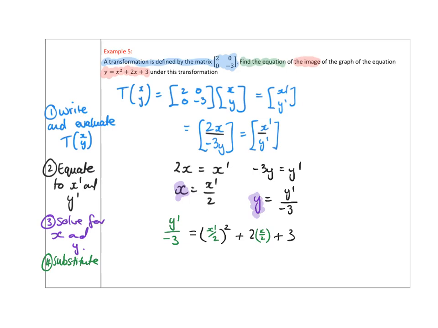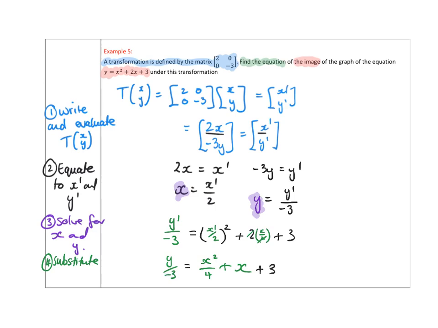So we can evaluate this and say that y dash on negative 3 is equal to, well, we don't need the dashes anymore, so we might as well rub those out to make things easier. And we'll have x squared on 4, because the squared needs to apply to the fraction as a whole, that means the numerator and the denominator. If we've got 2 times x on 2, then of course we just have x, because these will cancel. And the plus 3 remains unchanged.